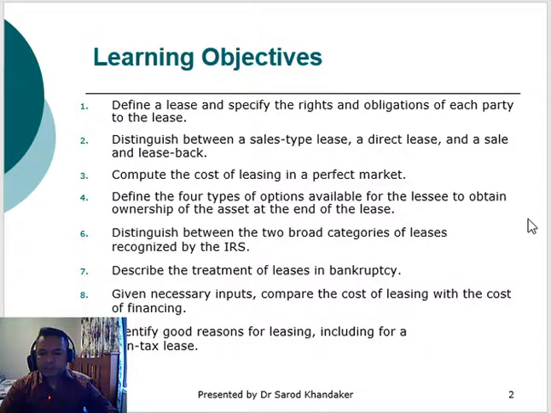5. Distinguish between the two broad categories of lease recognized by the IRS. 7. Describe the treatment of lease in bankruptcy. 8. Given necessary input, compare the cost of leasing with the cost of financing. And the last one is to identify good reasons for leasing, including for a non-tax lease.